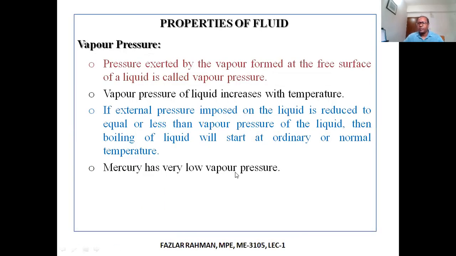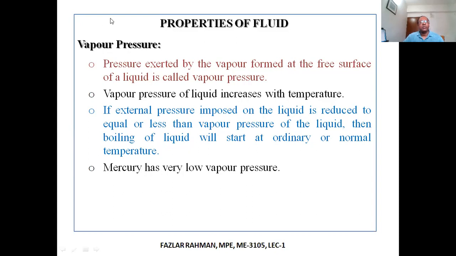The other thing you need to know is the vapor pressure of the fluid. What is the vapor pressure of the fluid? It is the pressure exerted by the vapor formed at the free surface of a liquid, called vapor pressure. And obviously, vapor pressure will increase with temperature. If the external pressure imposed on the liquid is reduced to equal to or less than the vapor pressure of the liquid, then boiling of the liquid will start at ordinary or normal pressure.